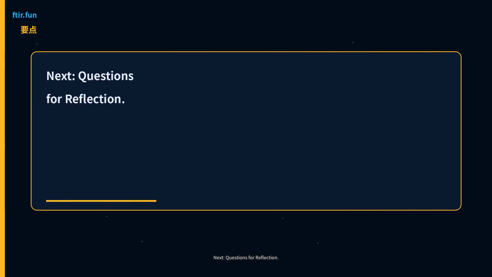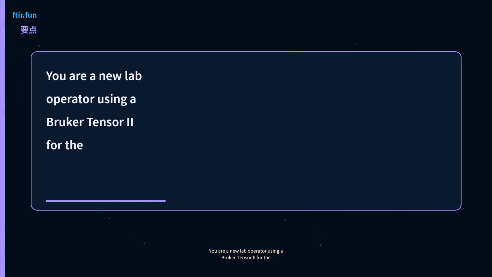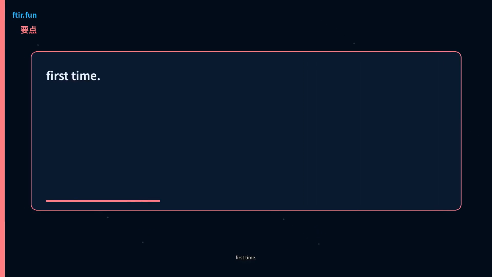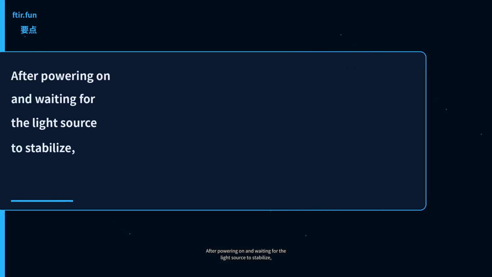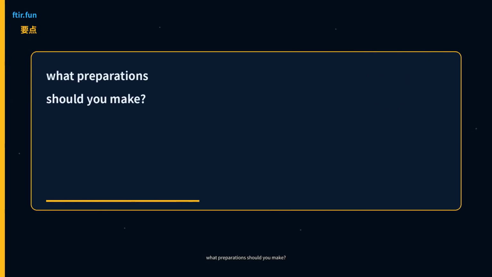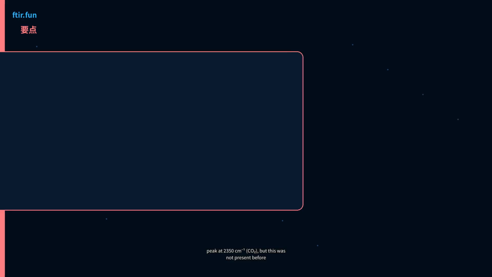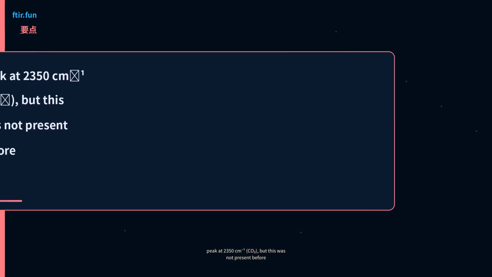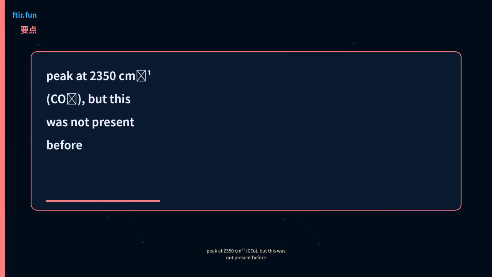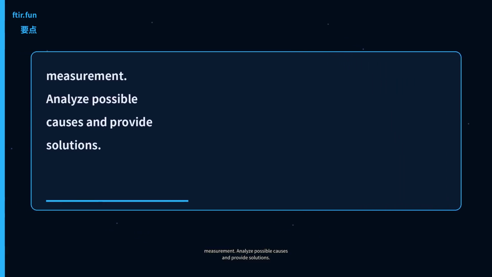Next, zone for reflection. You are a new lab operator using Ep17 for the first time. After powering on and waiting for the light source to stabilize, what preparations should you make? During an experiment, you suddenly notice a distinct double peak at 2,350 centimeters, but this was not present before. Measurement, analyze possible causes, and provide solutions.